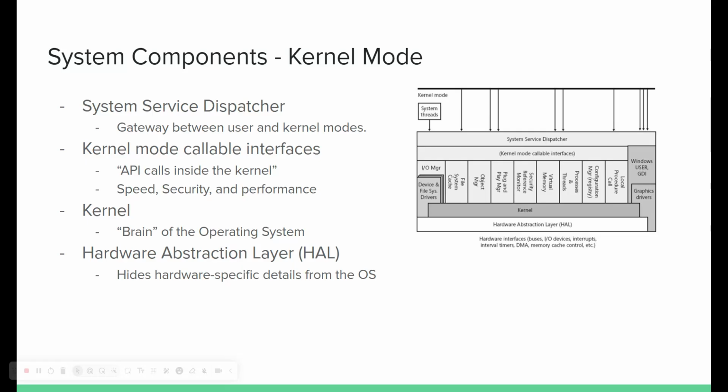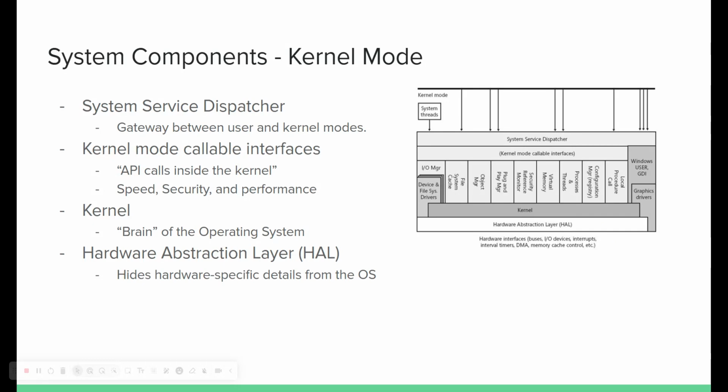Finally, we're going to talk about the hardware abstraction layer, which you can see is our bottom layer. This is the closest layer we have to the hardware before we get to the hardware itself, between software and hardware. The hardware abstraction layer essentially hides the hardware-specific details from the operating system, or abstracts, as it is in the name.